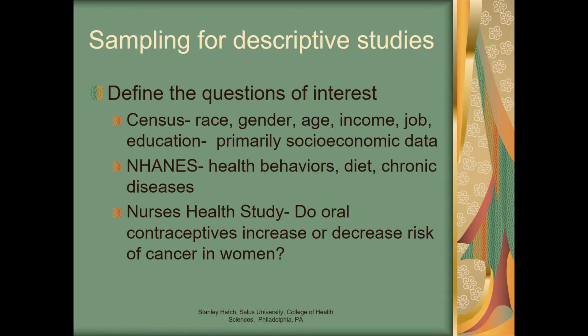In the U.S. Census, the questions of interest are race, gender, age, income, job, education, primarily socioeconomic data. Whereas the NHANES study's primary questions of interest are health behaviors, diet, and chronic diseases. The original Nurses' Health Study had one primary outcome, and that was to find out if oral contraceptives increase or decrease risk of cancer in women.